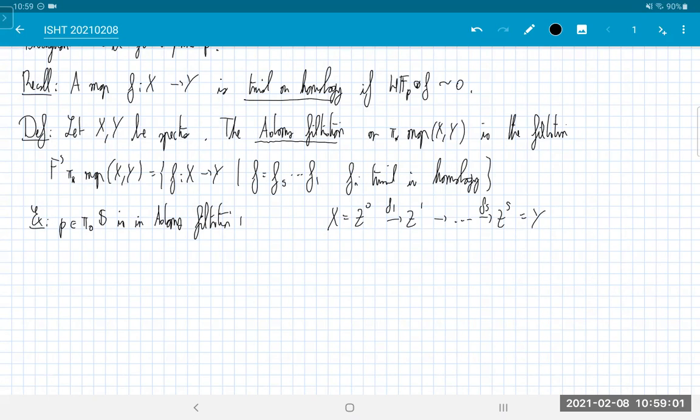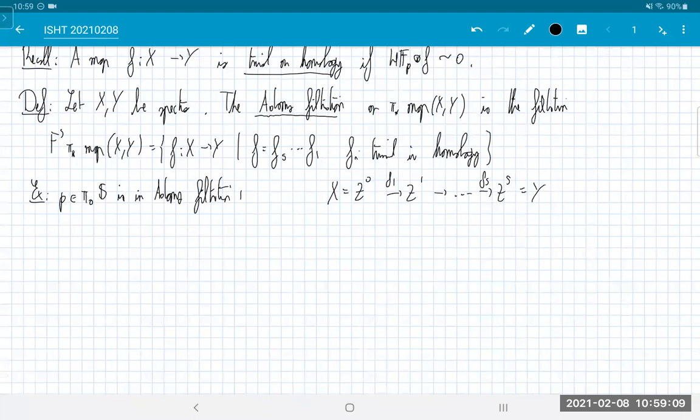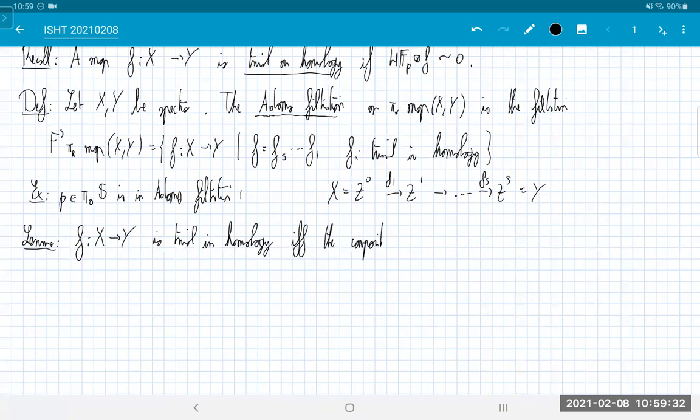Although, as we will see in a second, we can always choose a particular choice of these Zis. There is a universal choice, which is, in fact, how this spectral level filtration arises. But I'm just about to say it. So, okay, we need this lemma. F from X to Y is trivial in homology if and only if the composition X goes to Y goes to HFp tensor Y is null homotopic.